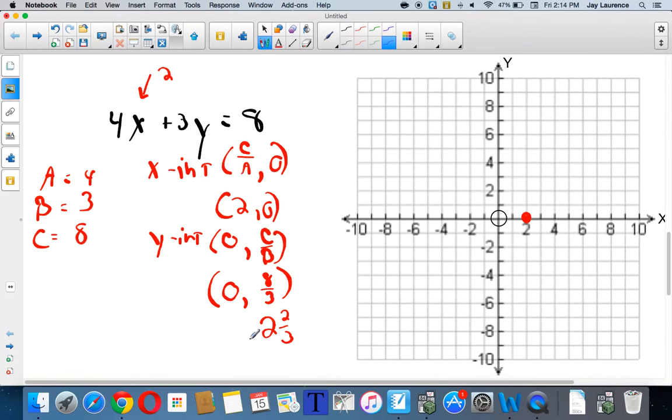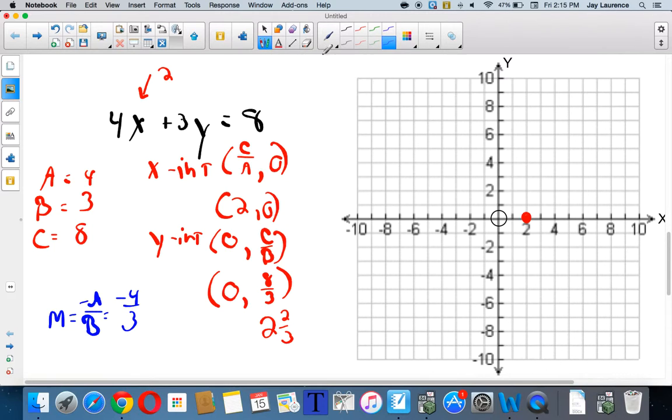Why? Because I got a number that was a little bit ugly. A little bit hard to graph 2 2/3. It's not impossible. Sometimes you'll come out with like 7 1/8. Well, it's really hard to graph 1/8. So in this case, I'm going to use the x-intercept on the graph, which I already did. I'm not going to use the y-intercept, but I am going to use the slope. And so my slope would be the negative of a over b, which means it'll be negative 4 over 3.